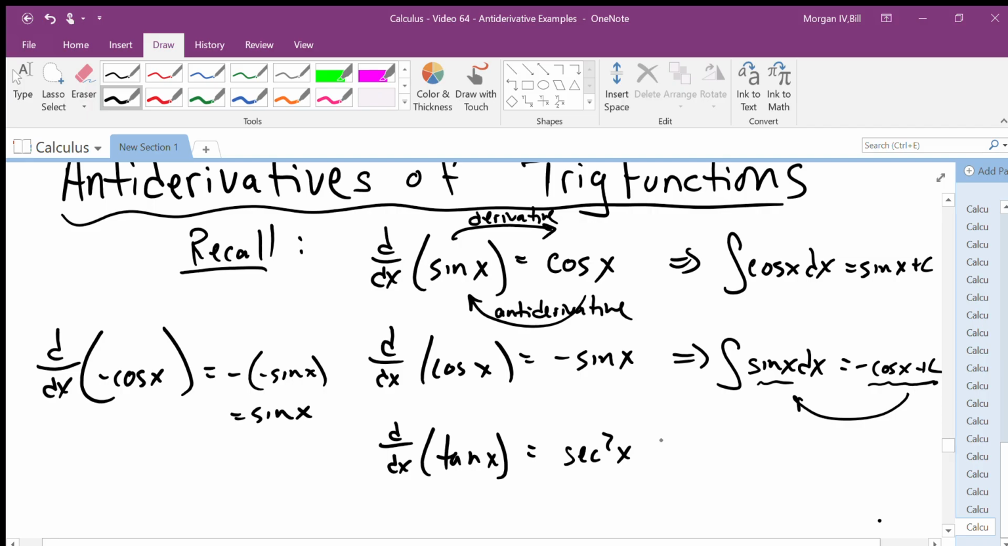All right, and finally, since the derivative of tangent of x is secant squared of x, that means the antiderivative of secant squared of x dx is tangent of x plus c. So we should know those.